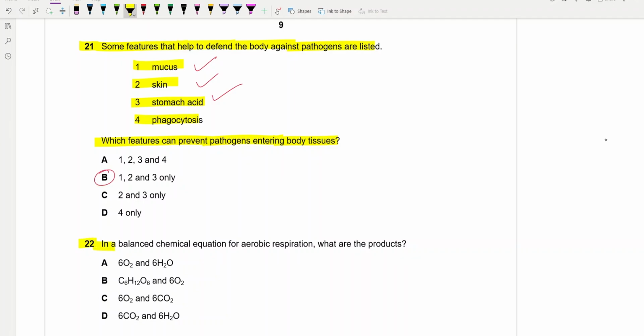Question number 22. In a balanced chemical equation for aerobic respiration, what are the products? So the equation is C6H12O6 plus 6O2, which forms 6CO2 plus 6H2O. The correct option would be option B, 6CO2 and 6H2O.